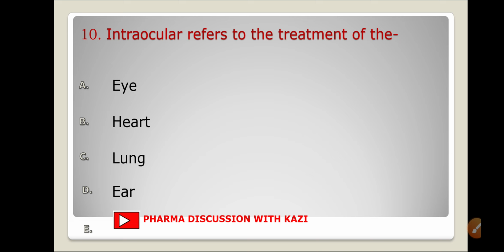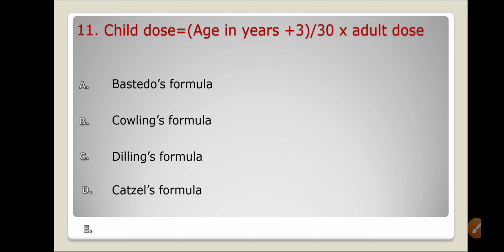Next question. Intraocular refers to the treatment of the eye, heart, lung, ear. The correct answer is eye. Next question. Child dose equals age in years plus 3 divided by 30 into adult dose is the Bastedo's formula, Cowling's formula, Dilling's formula, Fried's formula. The correct answer is Bastedo's formula.